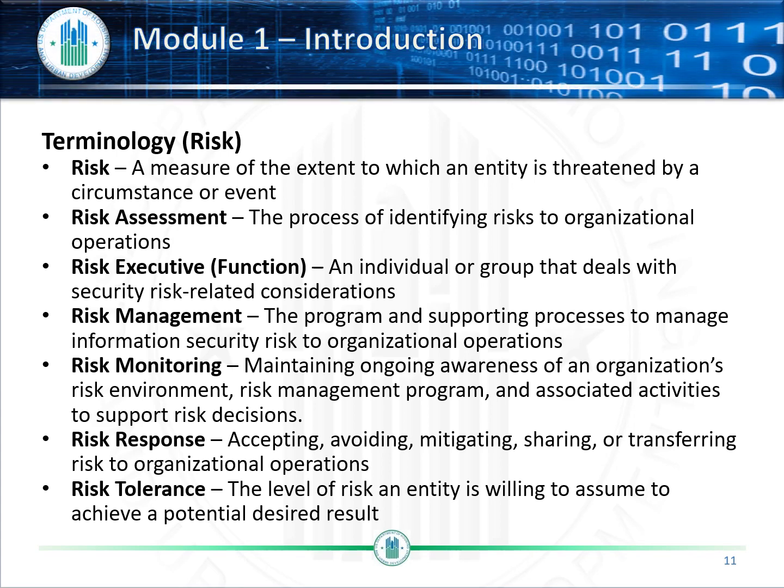The terminology for risk area is listed in this slide. Risk is a measure of the extent to which an entity is threatened by a potential circumstance or event, and typically a function of: 1. The adverse impacts that would arise if the circumstance or event occurs, and 2. The likelihood of occurrence.